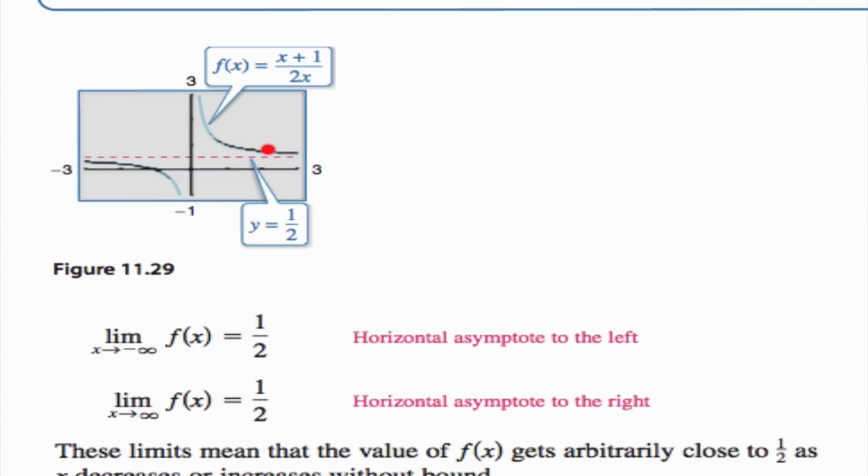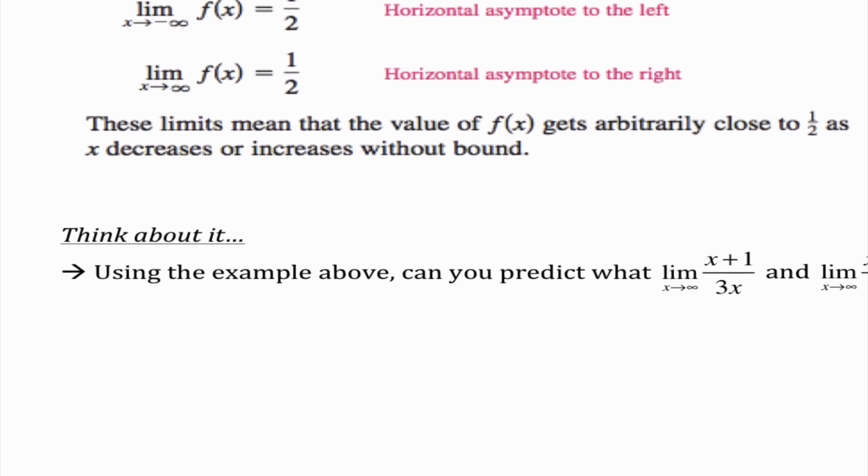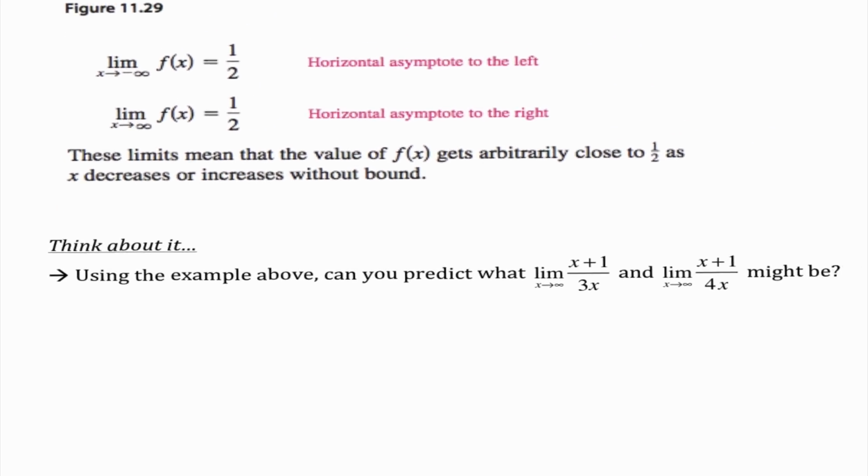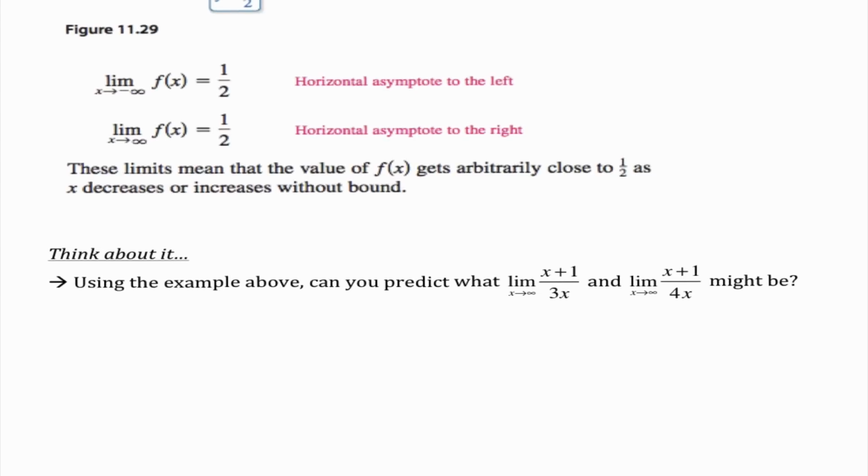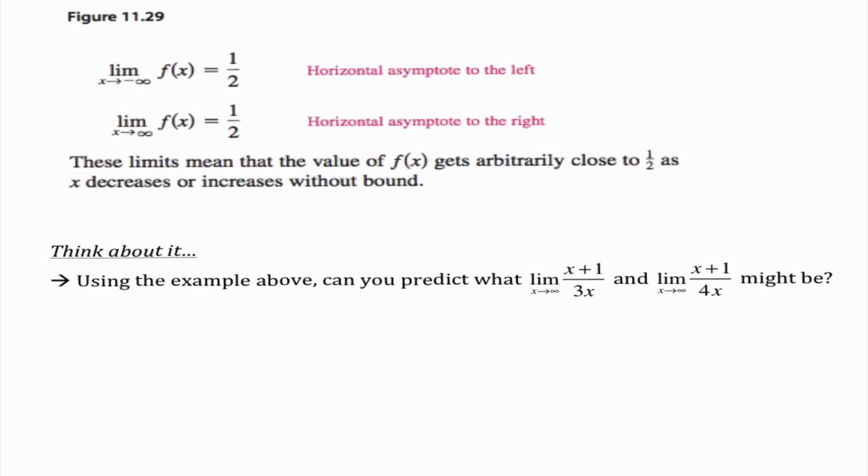So as we continue to the right, it's going to get really close to wherever this asymptote is, but not actually go past it. So what we find is that our limit to the right, so to positive infinity, is 1/2. And the same thing is true as we go to the left. It is also 1/2. Here it says these limits mean that the value gets arbitrarily close to 1/2 as x decreases or increases without bound. It's just saying that as x continues to go to infinity, it's getting really close to 1/2.